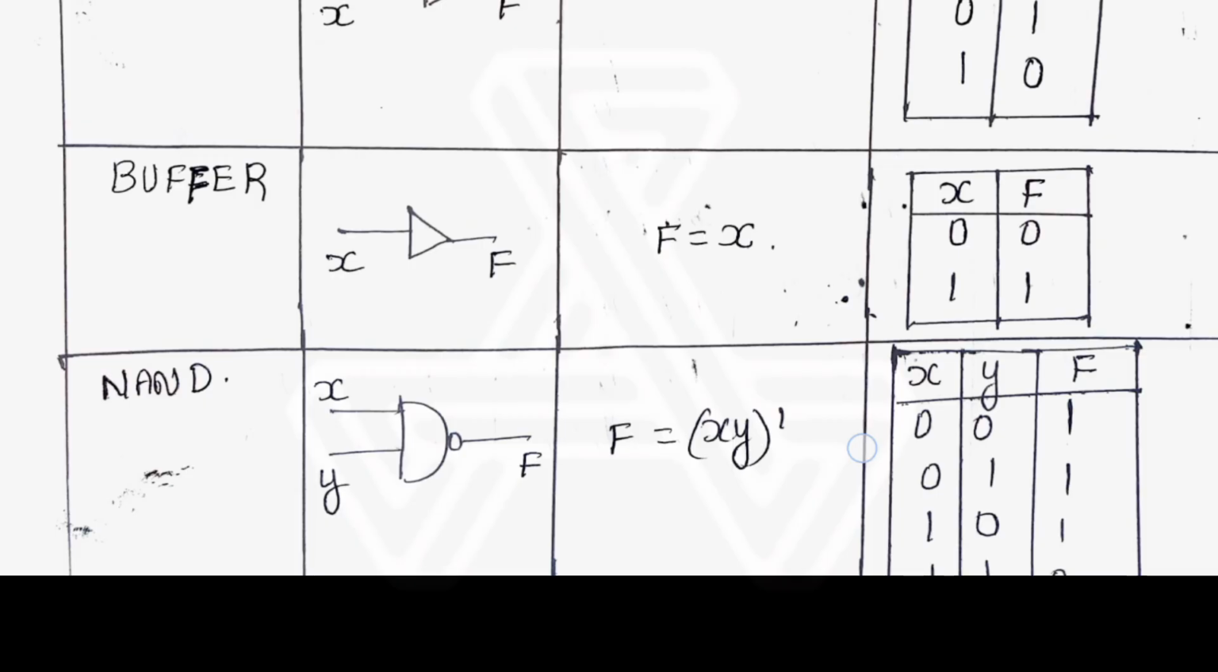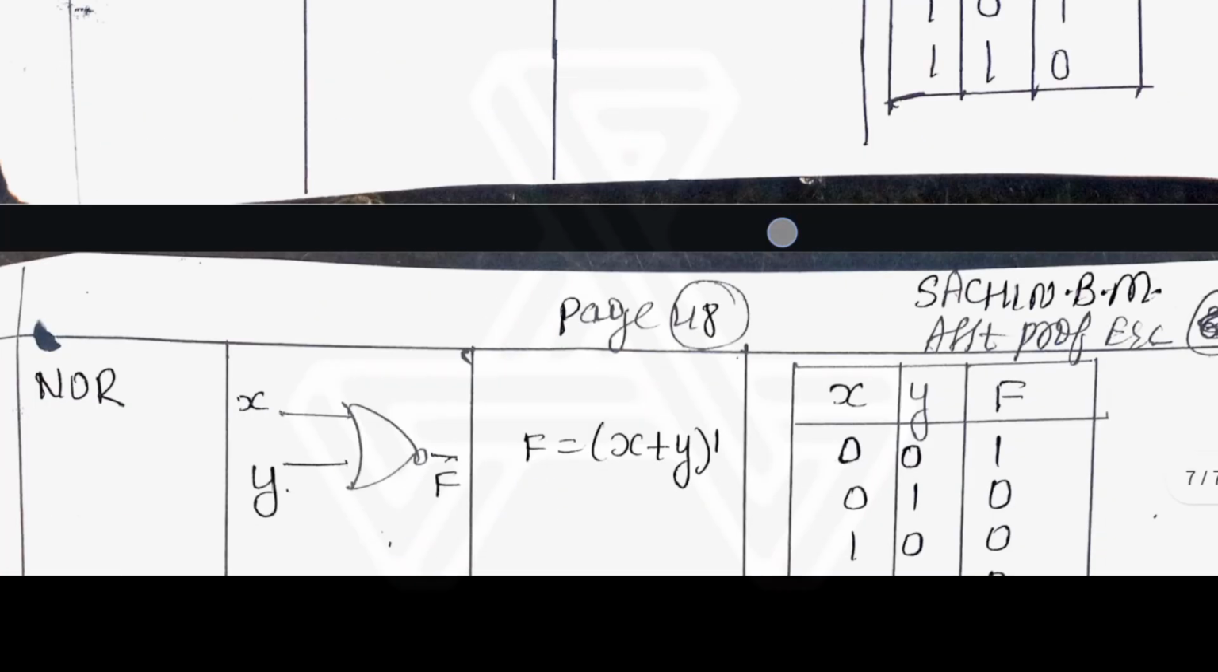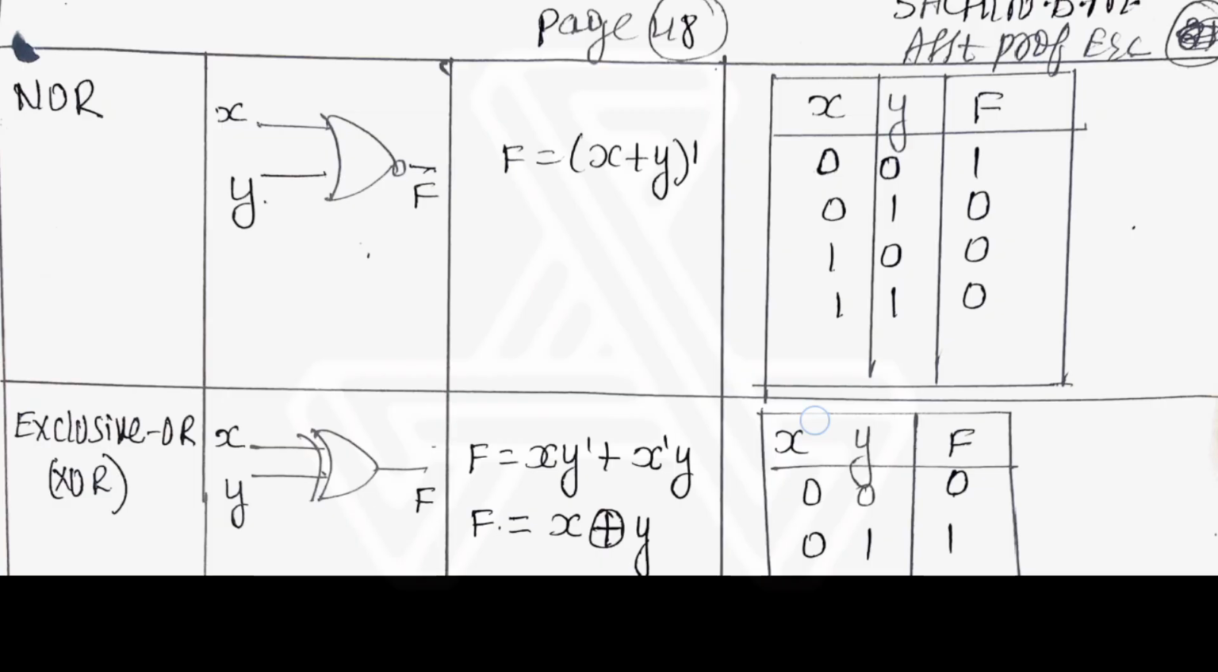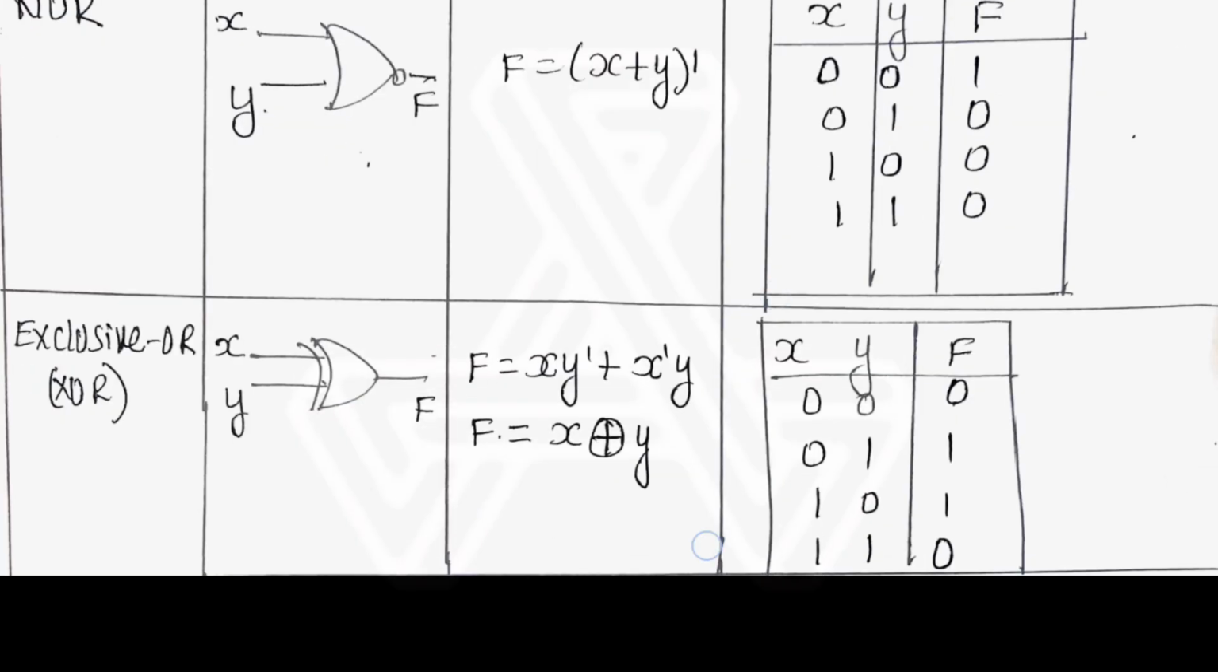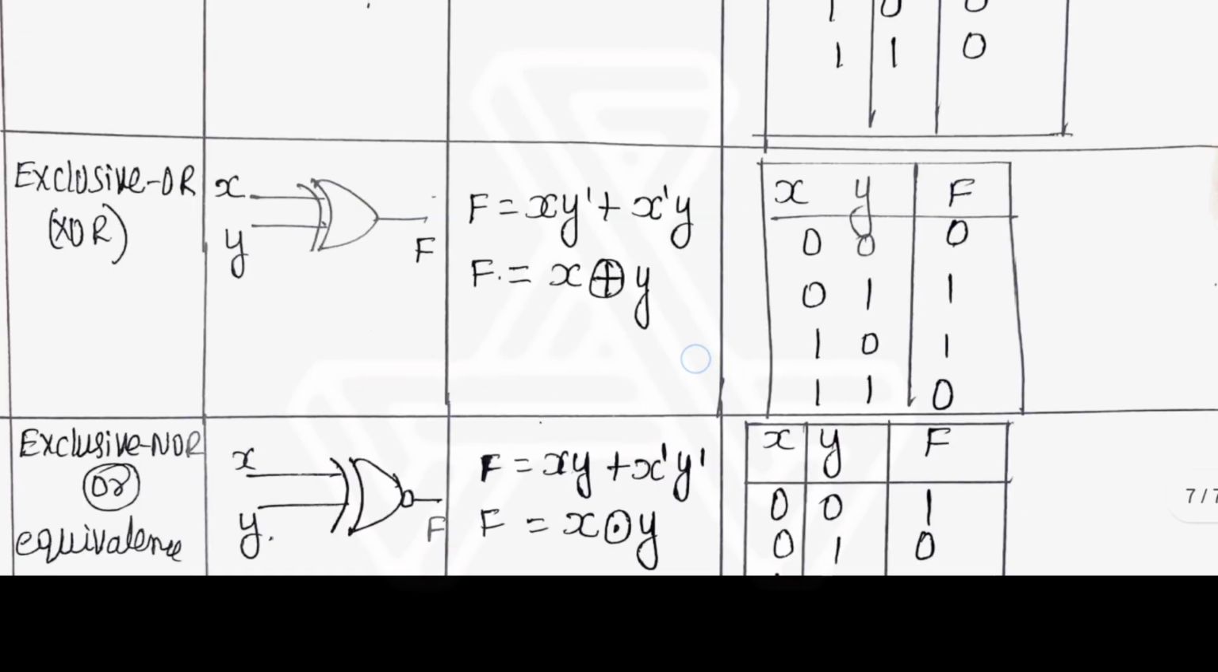NAND operator, xy whole complement: 0 0 gives 1, 0 1 gives 1, 1 0 gives 1, 1 1 is 0. NOR operator, it is x plus y whole complement. That is totally different from the OR gate. 0 0 gives 1, 0 1 gives 0, 1 0 gives 0, 1 1 is 0. Exclusive OR, XOR operator. Exclusive OR is x y dash plus x dash y. 0 0 gives 0, 0 1 gives 1, 1 0 gives 1, 1 1 is 0.